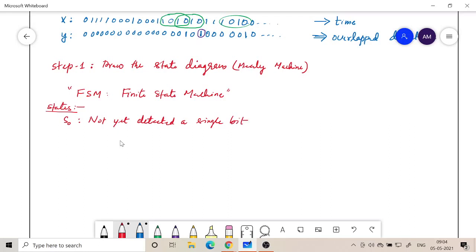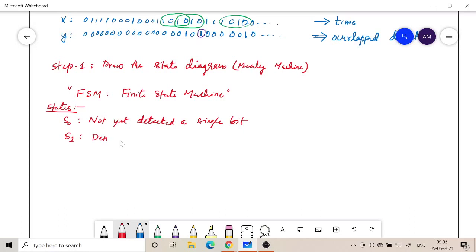So we have not even started detecting anything, so even a single bit is not detected, so that state is called S0. And then we move on. When we get a progress from S0, we can move on to another state, S1, where we say that, for example, this is a case like when the first 1 came, we got some kind of hope that maybe our required sequence is going to start, but we don't know what is going to be the next bit, but at least we made one step progress.